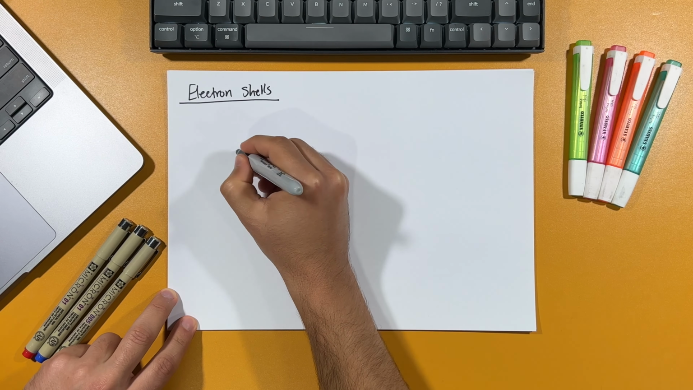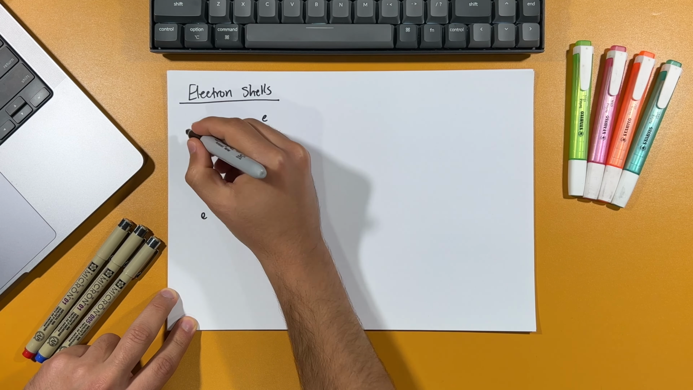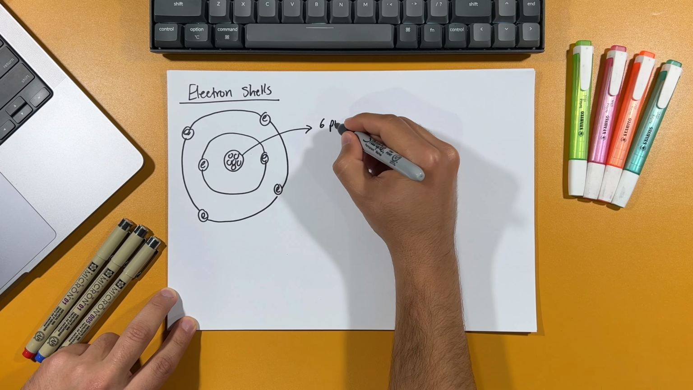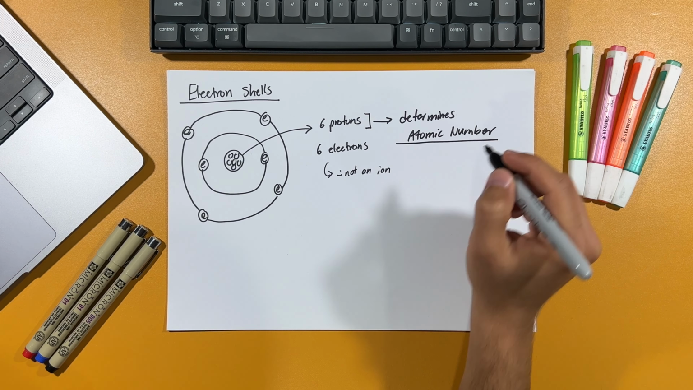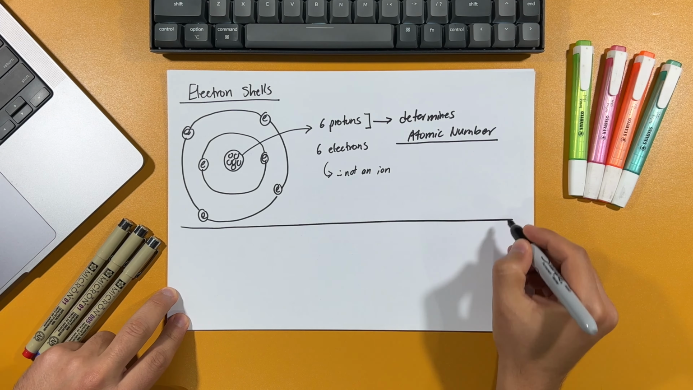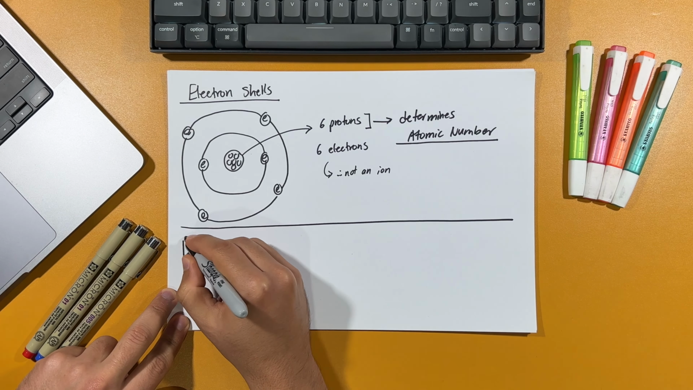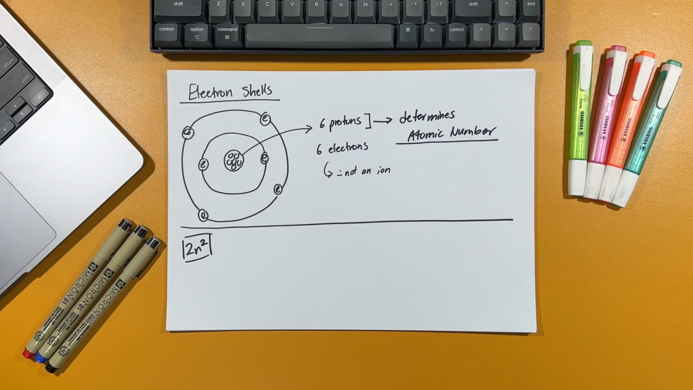Now before we get into these two ideas, it's important to understand a little bit about the atom. In any atom, the atomic number refers to the number of protons in its nucleus, which if it's a stable atom, meaning it's not an ion, also equals the total number of electrons surrounding it. We can calculate the maximum number of electrons in each shell of an atom using this nifty little formula, 2n squared, where n is the shell number.